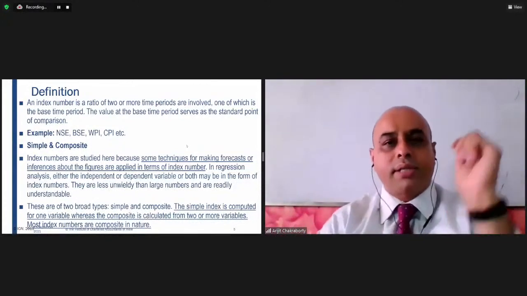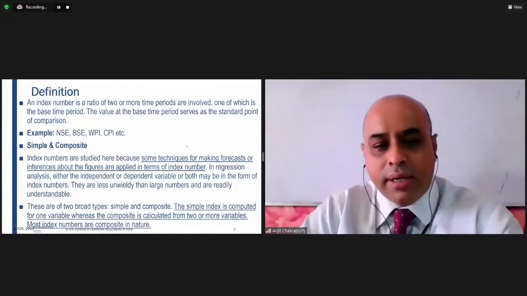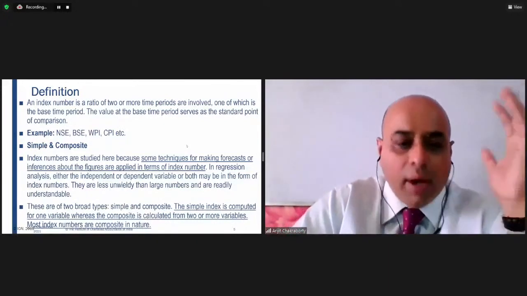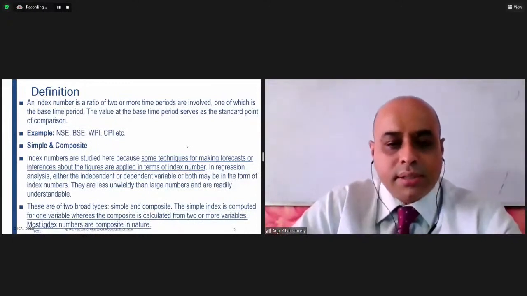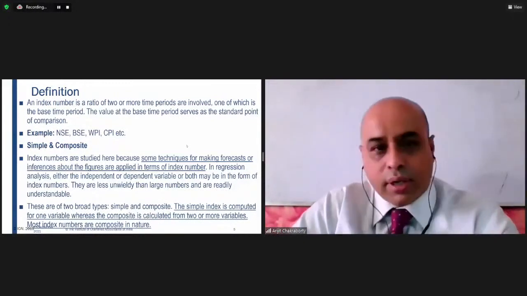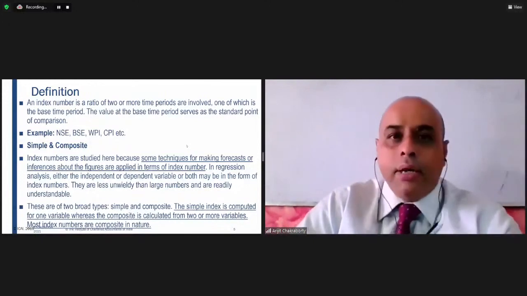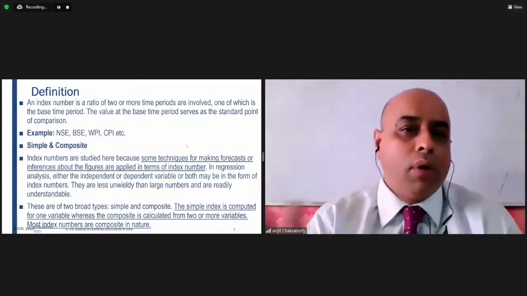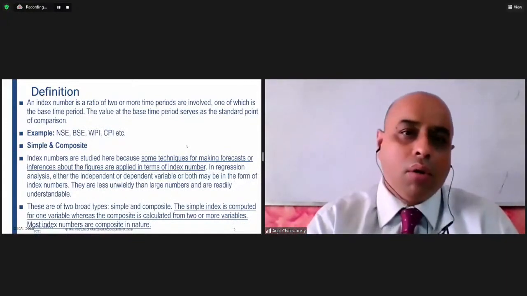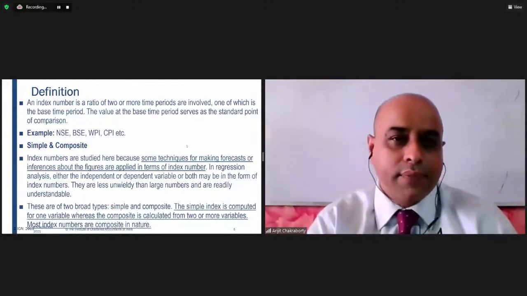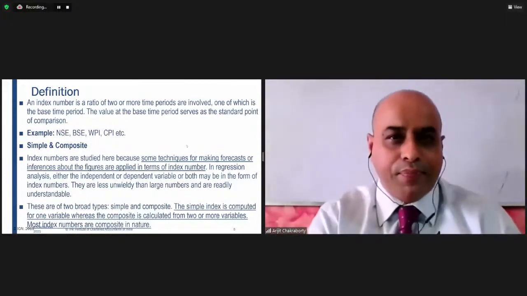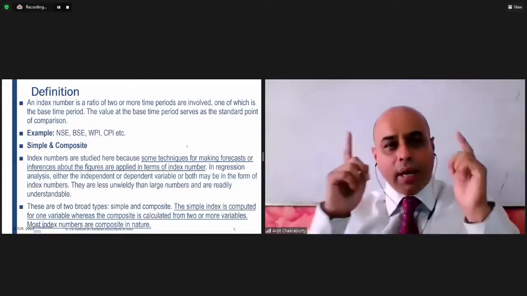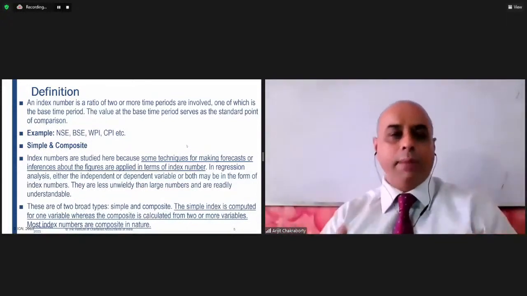So there are two types of index numbers we shall see. First is the simple index. What is a simple index? A simple index is computed for one variable, whereas a composite index is calculated for two or more variables. Whether we take the National Stock Exchange Nifty, or the Bombay Stock Exchange Sensex, or any foreign stock exchange, there is an index number. Similarly, for the wholesale price index and the consumer price index, we have to consider a number of variables.